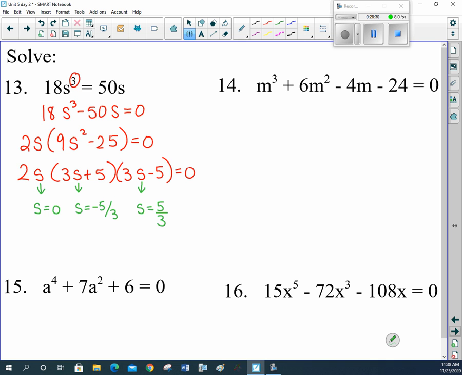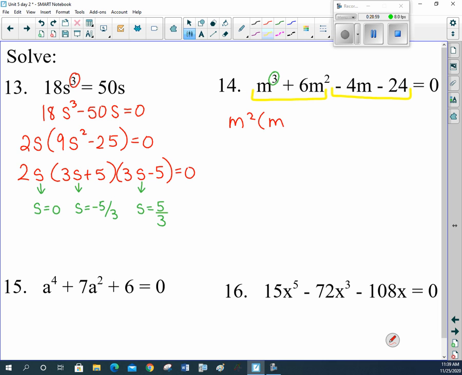Okay, so 14, I'm looking at 14. I notice it's an m to the third, so I should have 3 answers when I'm done. I also notice that I have 1, 2, 3, 4 terms. 4 terms is a dead giveaway for grouping. That's how you want to start that one. And it's already equal to 0, so that's nice. I don't have to move anything around, so I'm going to group the first two, and I'm going to group the last two. So first two GCF is an m squared.